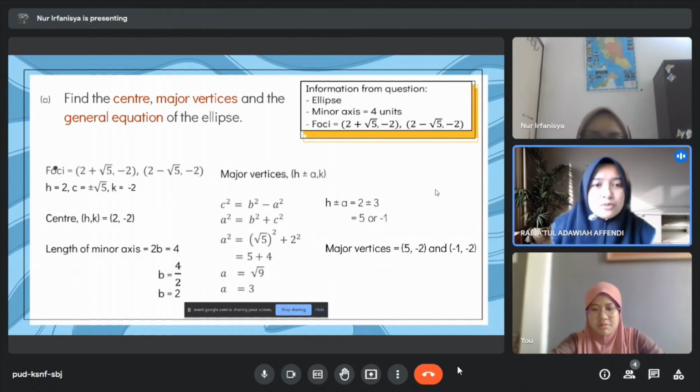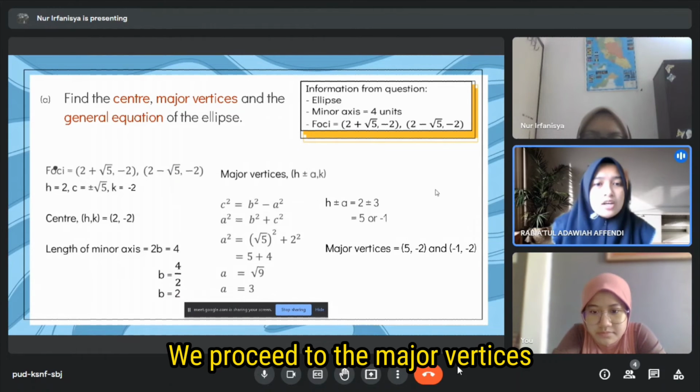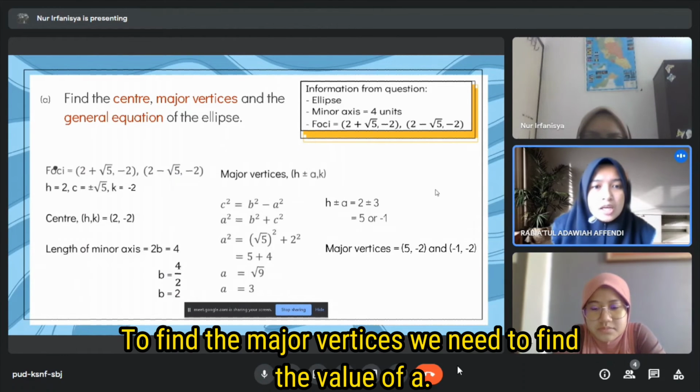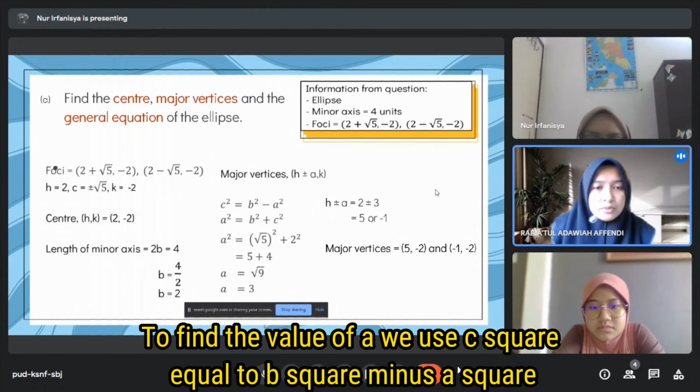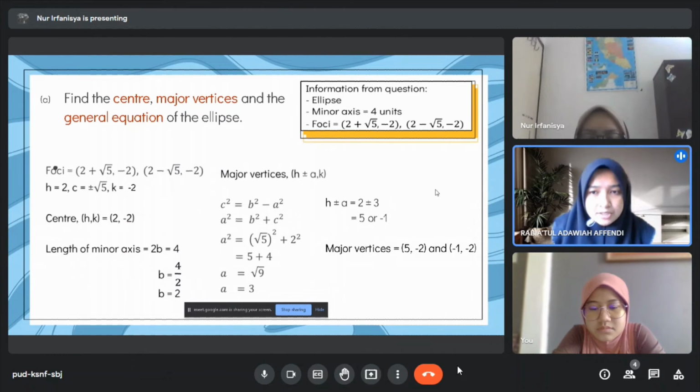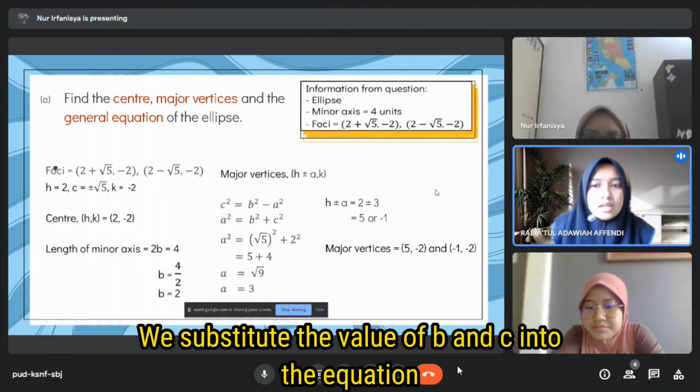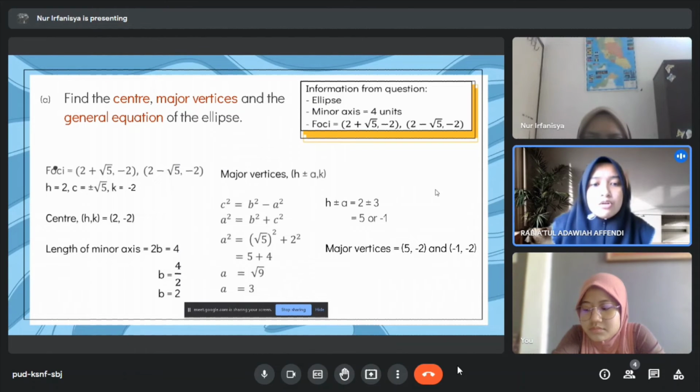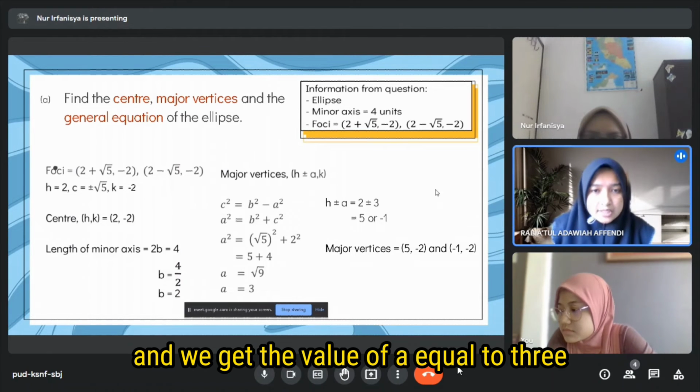Now we proceed to find the major vertices. To find the major vertices, we have to know the value of a. To find the value of a, we use the equation c squared equals b squared minus a squared. So we rearrange to find a squared, and then we substitute the values of b and c into the equation, and we get the value of a, which is a equal to 3.